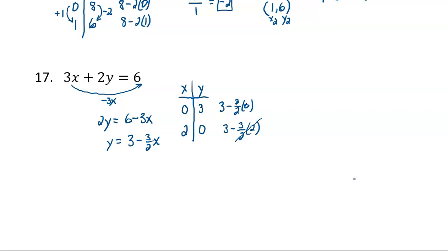Now, how are the y values changing from the first point to the second point? From 3 to 0, the y values have decreased by 3 units, while the x has increased by 2 units. The change in y values is negative 3, and the change in x values is positive 2. The slope is negative 3 over 2.